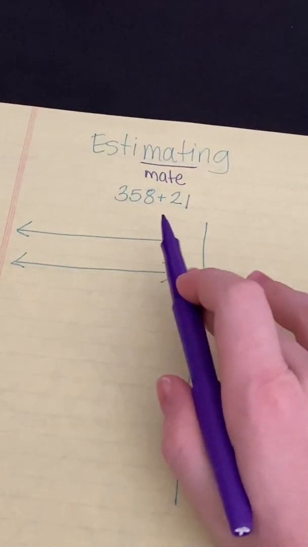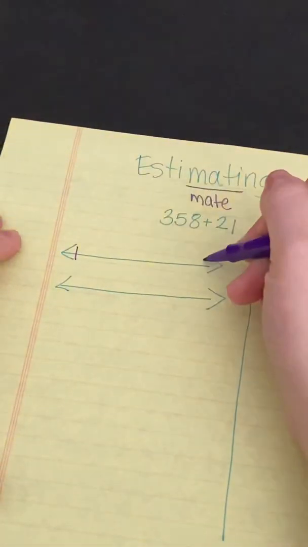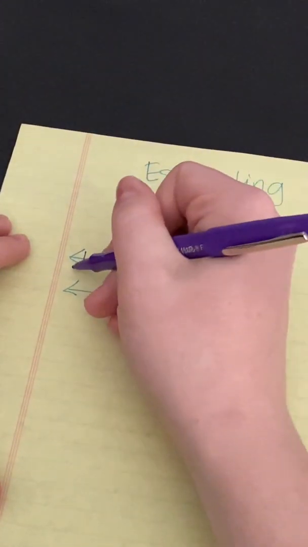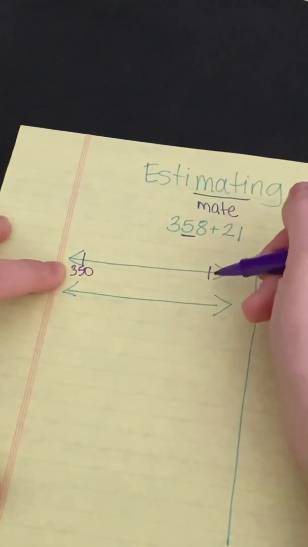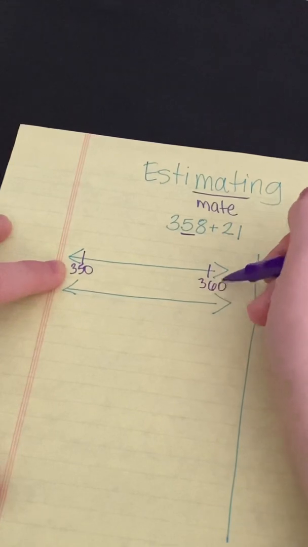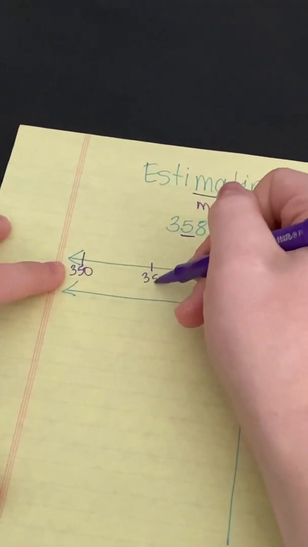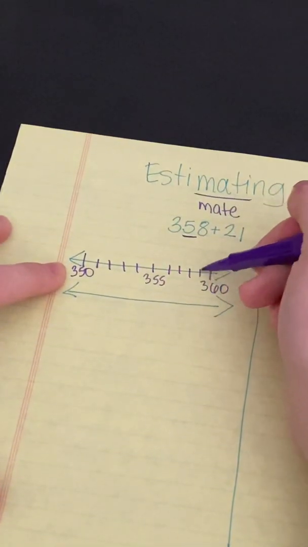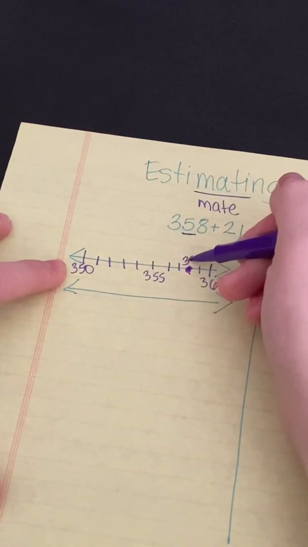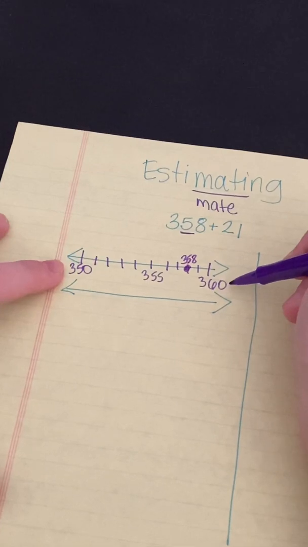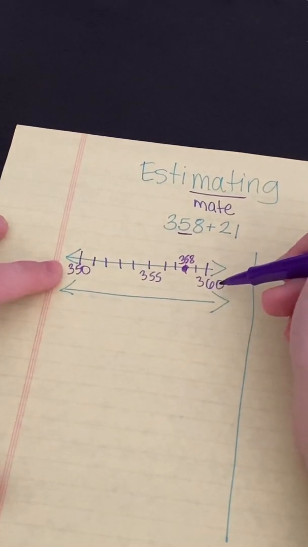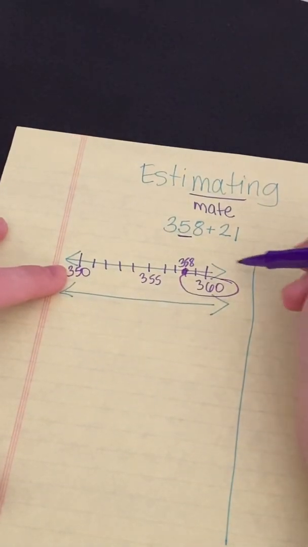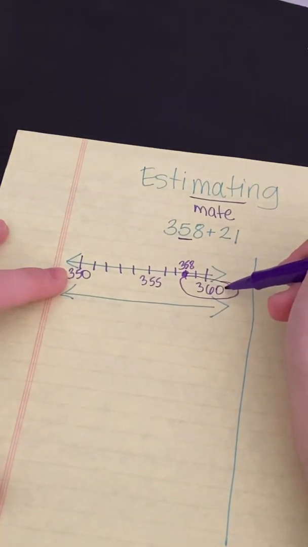So here I have 358 plus 21. I'm going to estimate around each of these numbers to the nearest 10. So 358 has 5 tens. So I'm going to start my number line at 350. 10 more than 350 is 360. And right in the middle is 355. So I could fill out the rest of my number line, but I'm just going to put right here is 358. So I can clearly see that 358 is much closer to 360 than it is to 350. So I'm going to circle 360 so I remember that 358 rounded to the nearest 10 is 360.